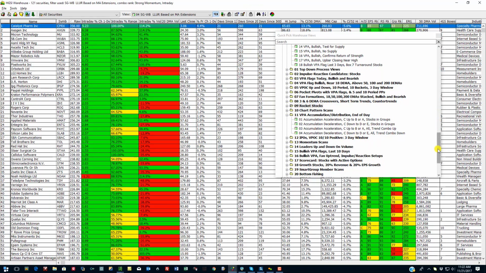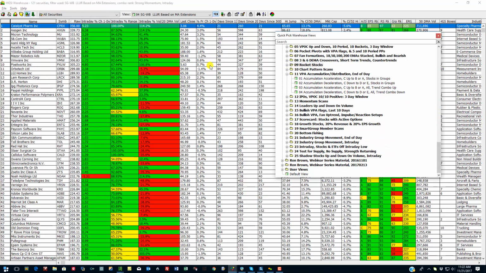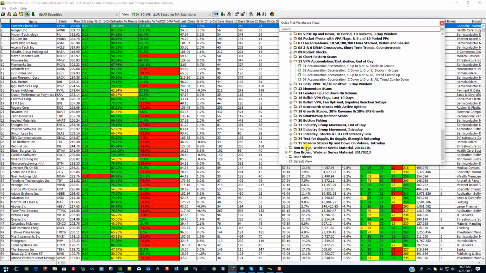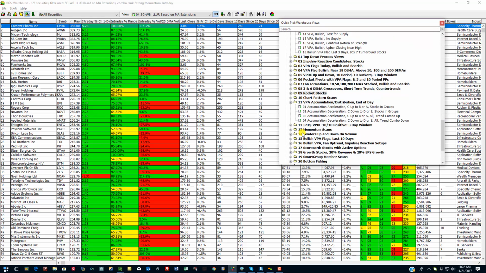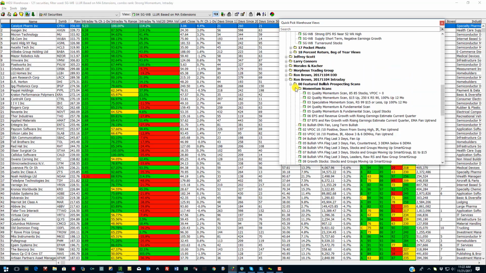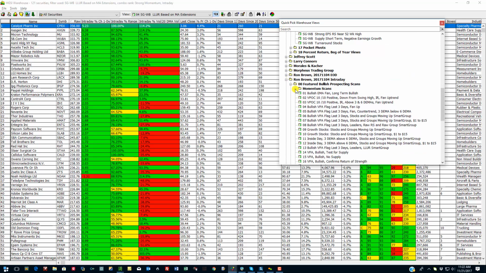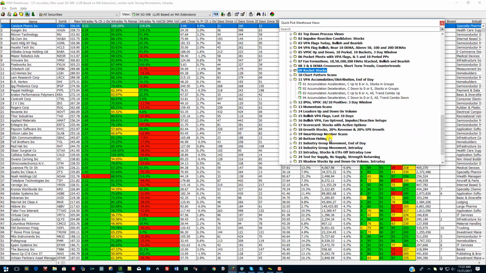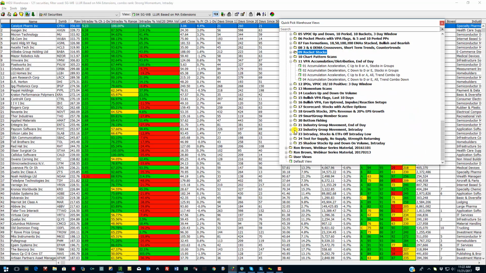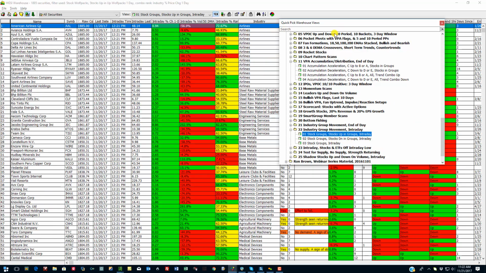This is one of the, well, I shouldn't say main advantages. It's another advantage of using ThinkorSwim intraday, because we can really get a feel for what's going on in the market.